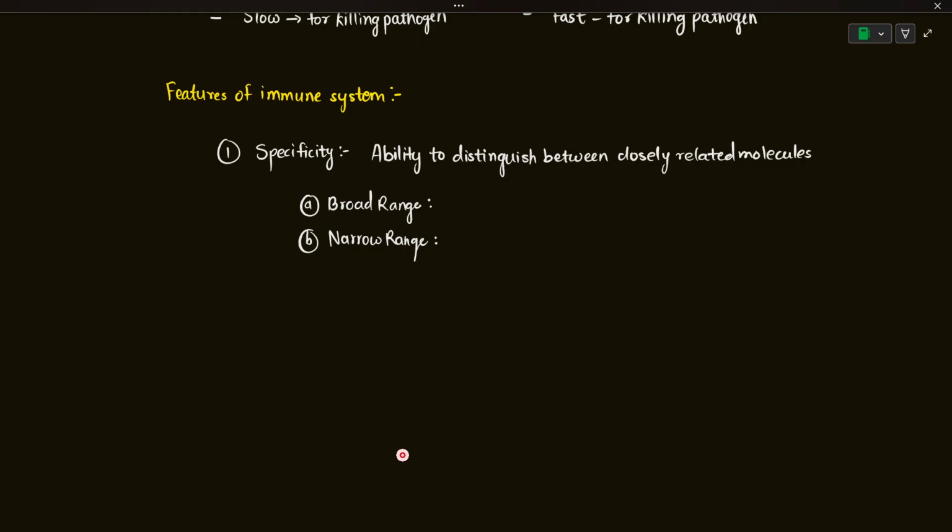It means some receptor of our immune system is able to recognize a broad variety of molecules that are categorized in the same group. On the contrary, the narrow range specificity is very different. For example, the antibodies possess narrow range specificity. It means the antibodies are going to recognize only the antigen. So we will discuss this in detail.